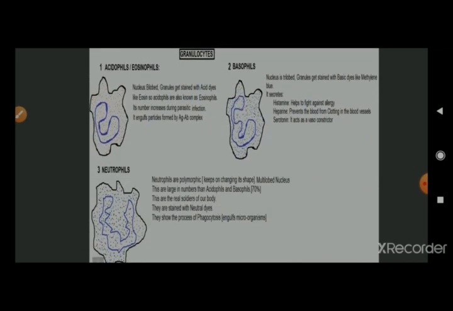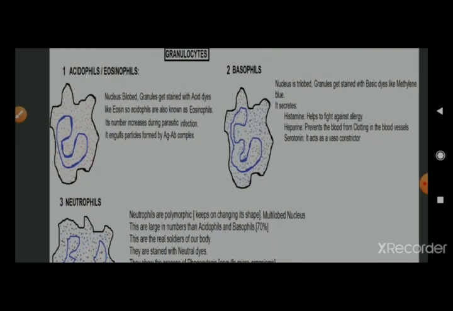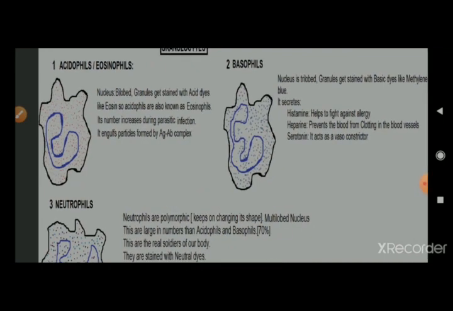So the first granulocyte is acidophils, or you can say eosinophils. See the structure of the WBC with the nucleus. In acidophils, it is bilobed, so we can say one lobe and another lobe. It is a bilobe structure, and the granules are stained red, or you can say orange, with the help of acidic dye, that is eosin. And because of this reason, acidophils are also known as eosinophils.